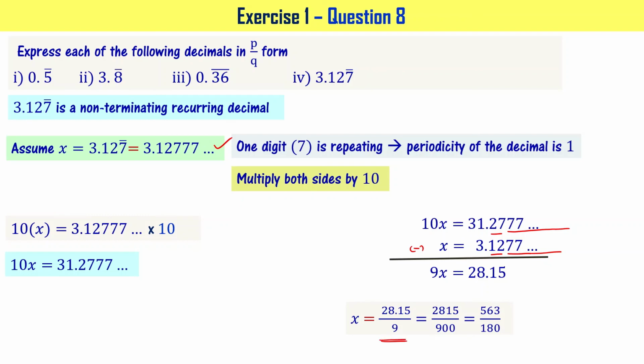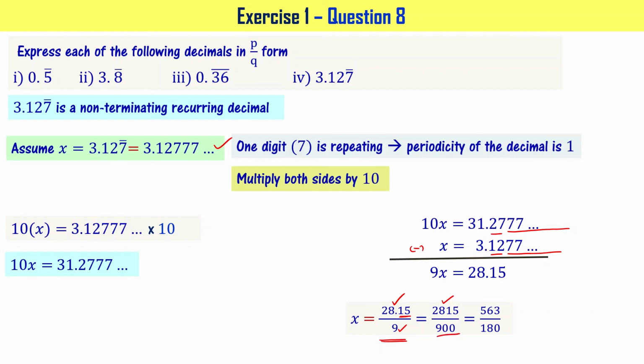So this is not the number we are looking for. We want to have both p, numerator and denominator, as integers. That's why what I'm going to do is, since two digits are there after the dot, I'm going to multiply both numerator and denominator with 100. When I do that, I get 2815 in the numerator and 900 in the denominator, right?